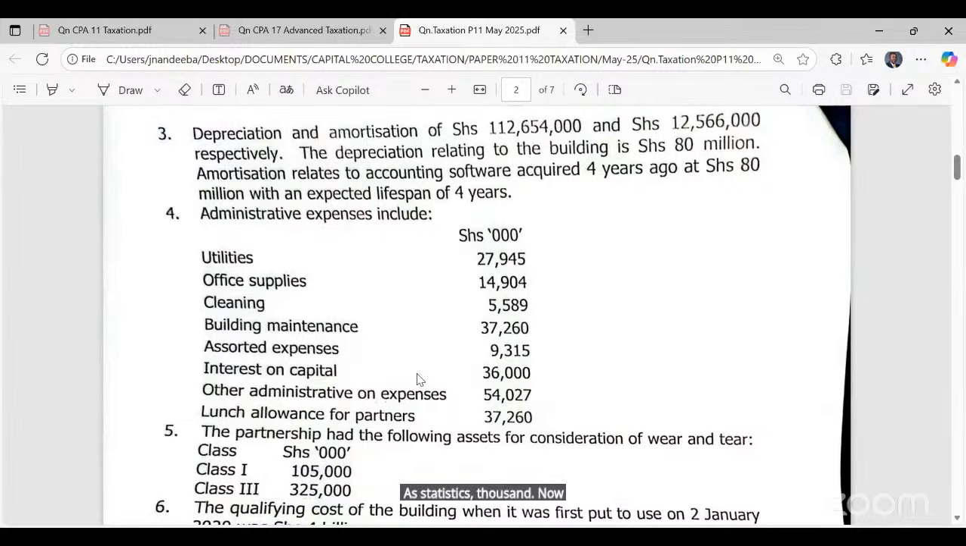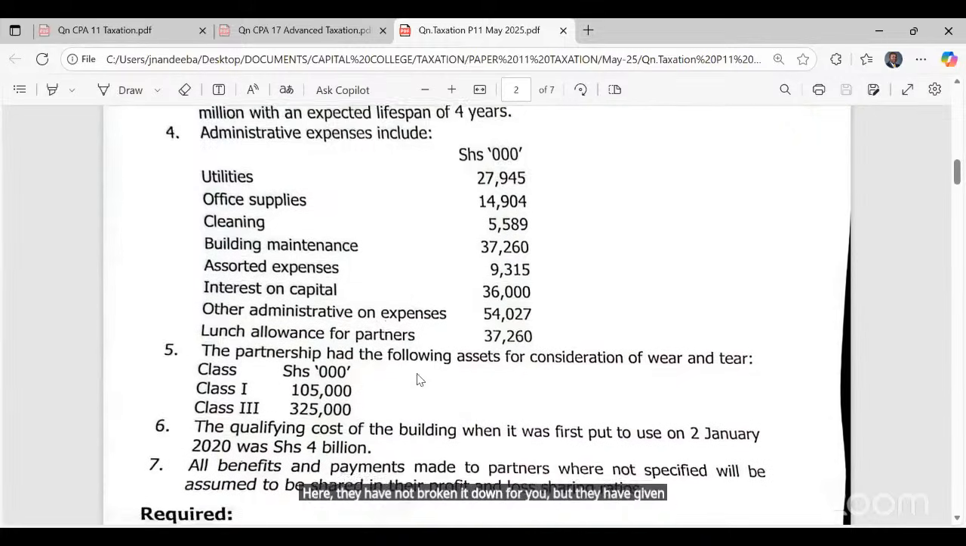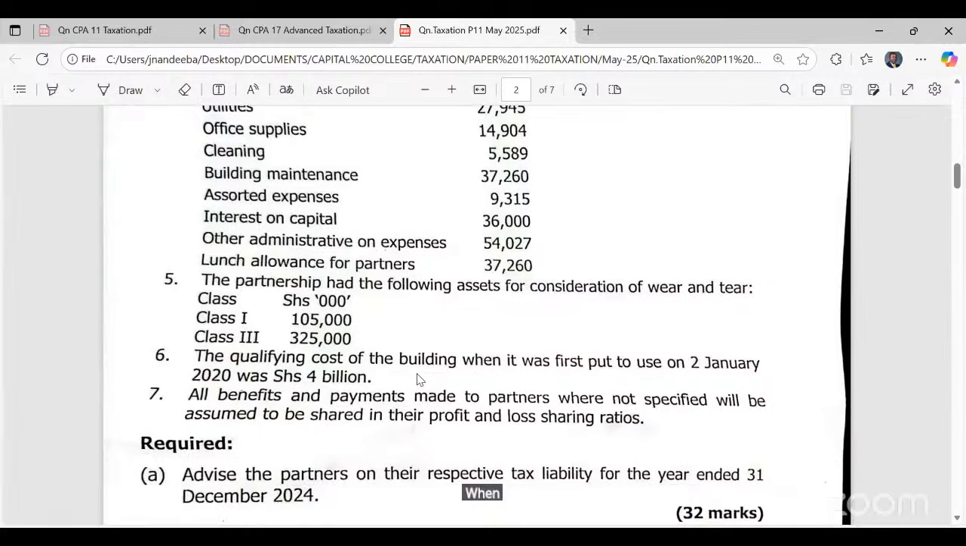Now, they are telling you the interest on capital. Who is paying the interest on capital? Paying it to who? Are they meant to pay it to them? No. So it means it's a non-allowable deduction. But the question is, how much is attributable to each of them? Here they have not broken it down for you, but they have given you a note. When they don't break those down for you, they will give you a note like this.